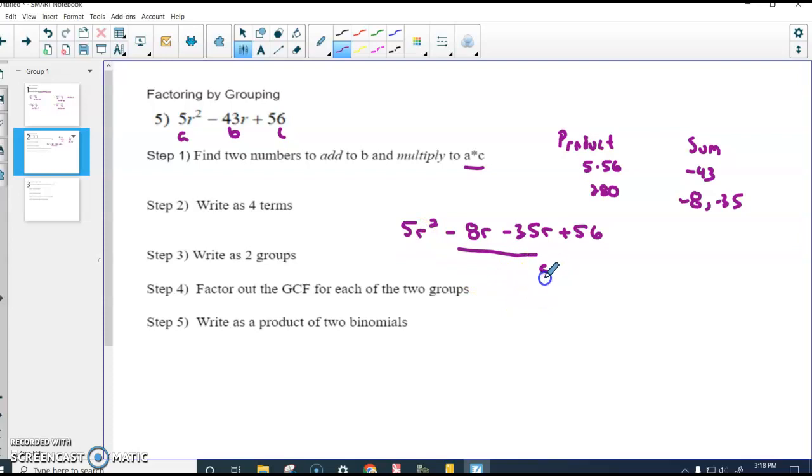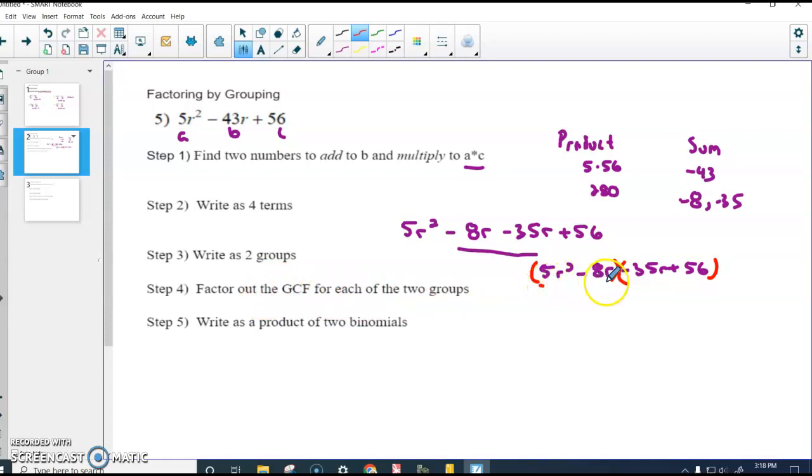So what we're going to do next is I'm going to just rewrite this again. Minus 8r minus 35r plus 56. And I am going to group them. So I'm going to group these two together and then group these two together. And we are going to factor out the greatest common factor in each of these two groups.